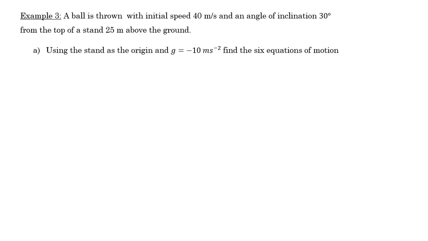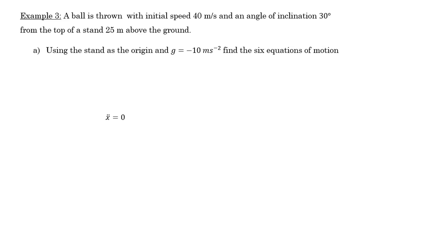Now, here's a much longer example, and this example will go for some time, so be prepared. So a ball is thrown with an initial speed of 40 meters per second and an angle of inclination of 30 degrees, from the top of a stand 25 meters above the ground. We're going to use that point as the origin, which means the ground is 25 meters below the origin. We're told that g is to be negative 10 meters per second squared. That's our initial vertical acceleration, and in fact, the constant vertical acceleration is -10. We're asked firstly to find the 6 equations of motion.